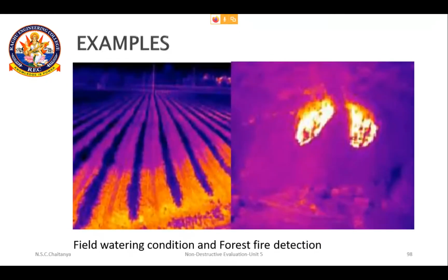This is for your field watering condition and forest fire detection. These are natural things. For natural things also you can use your infrared thermography. I hope this is self-evident, nothing needs to be explained here. Next we are going to one more slide.